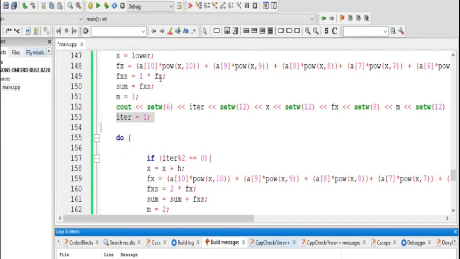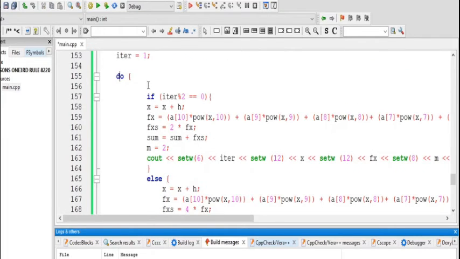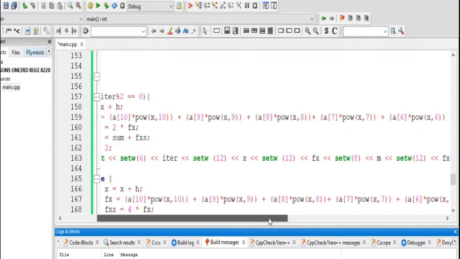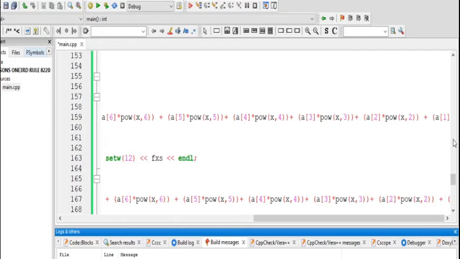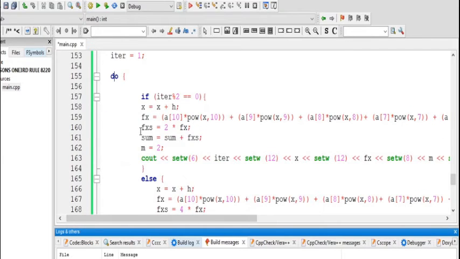Here the iteration is at 0, and then do: if iteration is even, meaning iteration divided by 2 has no remainder, then set x is equal to x plus h, and then do the f function of x for this equation up to a sub 0, and then f of xs is equal to 2 times f of x. Sum is equal to sum plus f of xs.